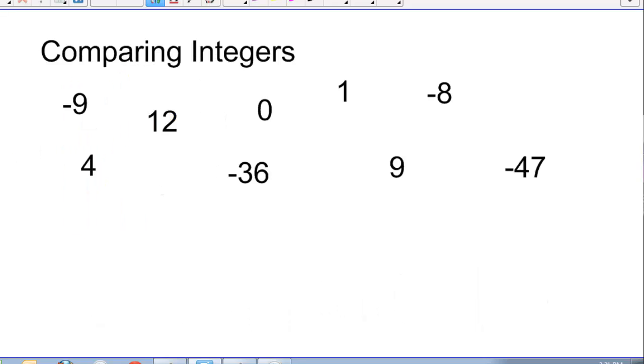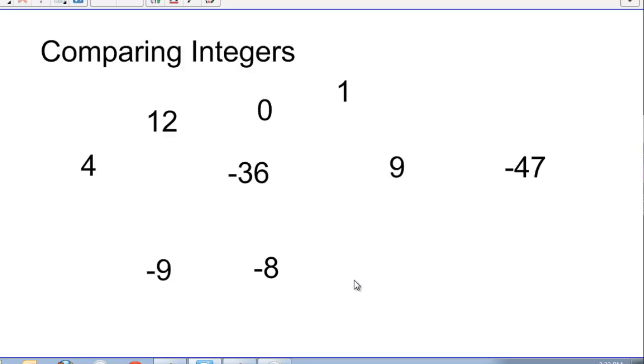The other thing we're talking about in this section is comparing integers. And when I compare integers, I'm basically just saying what is the size of those numbers? Which one's bigger, which one's smaller? So I could do that with 2 numbers, or I can do that with multiple numbers in a row. If I do that with 2 numbers, let's say I want to compare -9 and -8. So I want to say which one of those is bigger.